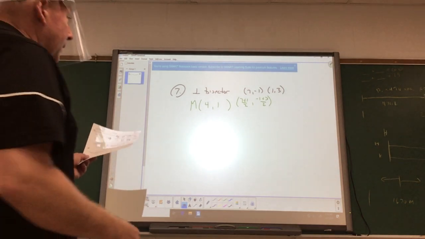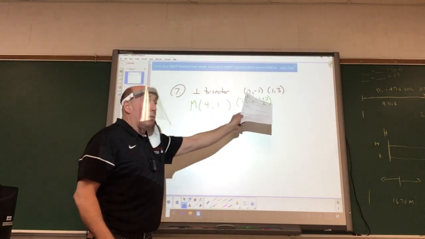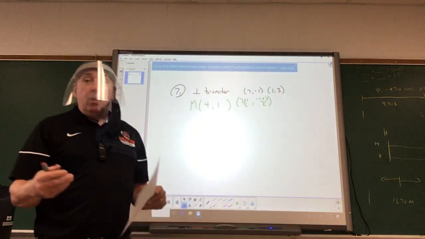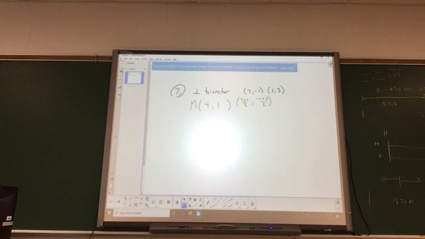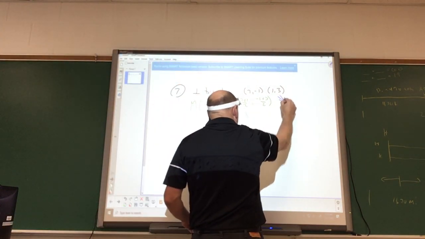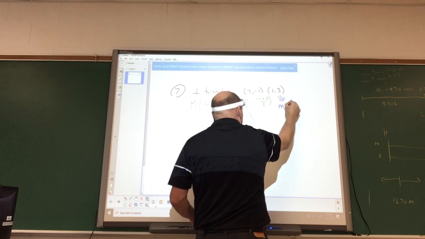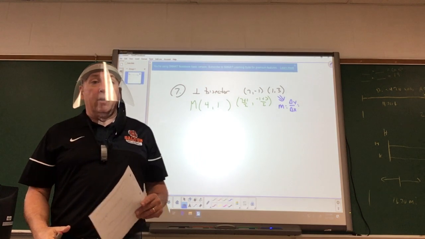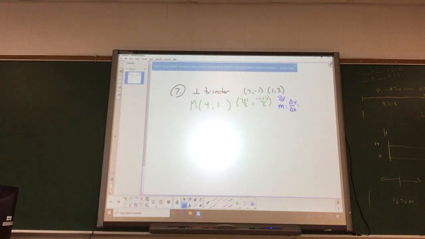Now we have to be perpendicular to the segment. And what we talked about yesterday is that perpendicular lines or perpendicular segments have opposite reciprocals with respect to their slopes. So what we must first determine here is, taking a look at these points, let's calculate our slope, delta y over delta x. And once again, if you have not done it, please do it. Find your slope.